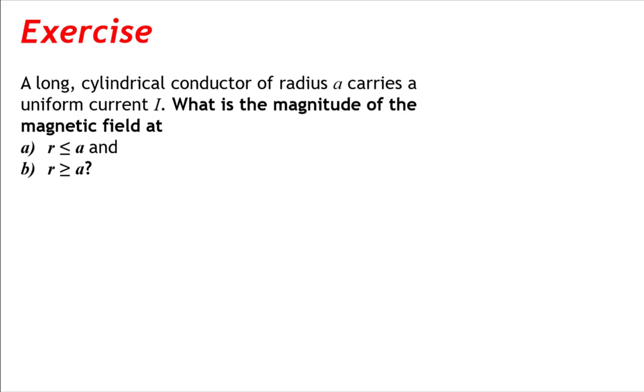A long cylindrical conductor of radius A carries a uniform current I. What is the magnitude of the magnetic field at R less than or equal to A, so inside the radius of the cylinder, and R greater than or equal to A, outside the cylinder?